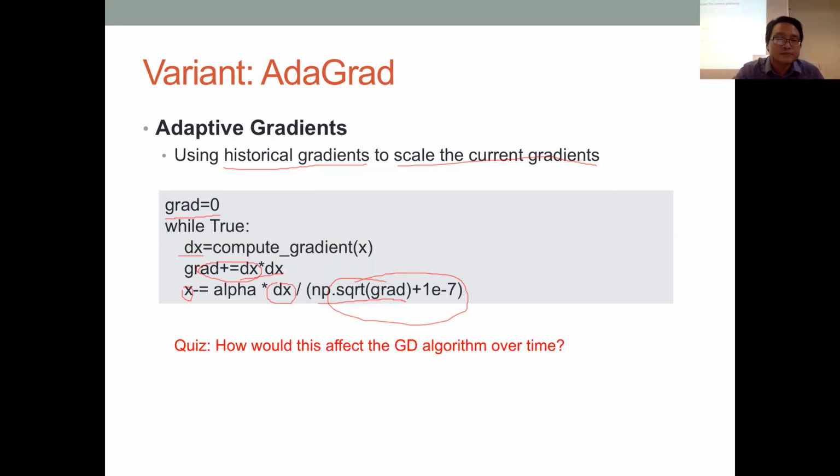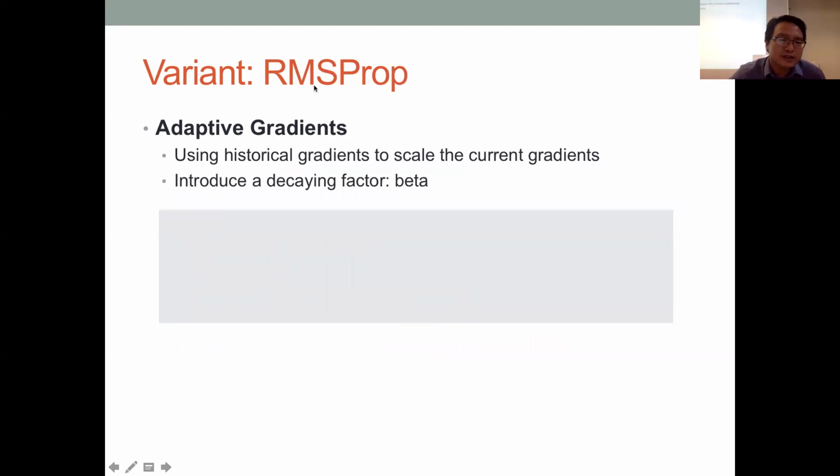So how would this affect the gradient descent over time? As I told you, if you have a bigger gradient, I want to slow down. If you have a smaller gradient, I want to speed up, and then it becomes a balance. People call it adaptive gradient, or AdaGrad. Basically, we want the compromise.